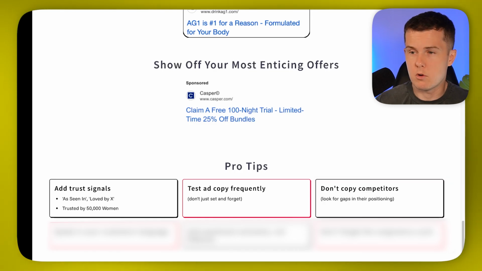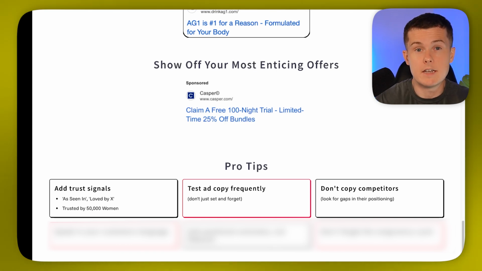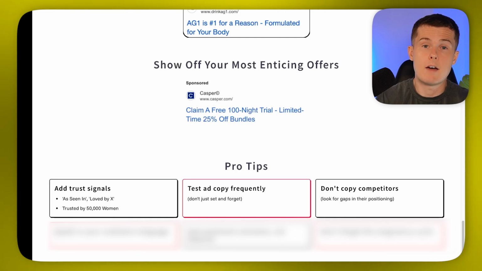Third, and this is really important, don't copy your competitors. So I see this all the time. People just rephrase what everyone else is saying. Instead, look for gaps in their positioning. What aren't they talking about that you could own? What parts of your offer is better than theirs? What angles are they missing? These are the things you need to identify, because they're the things that are going to have a massive impact in the long term.